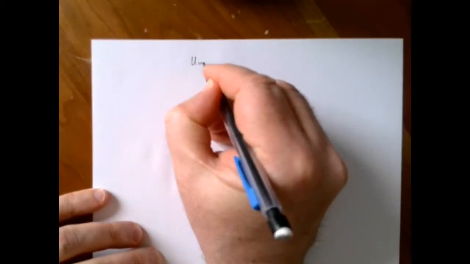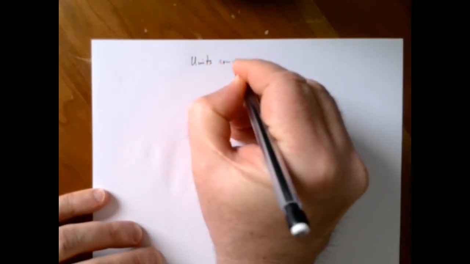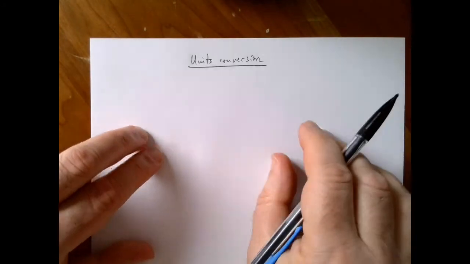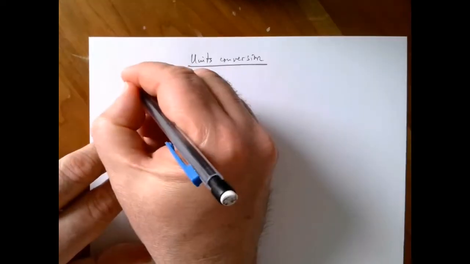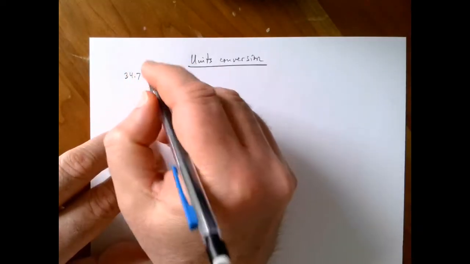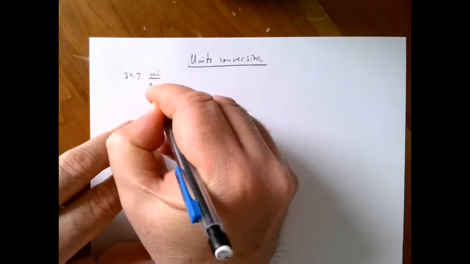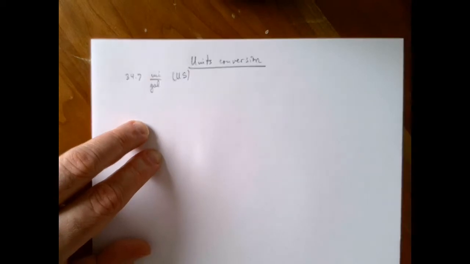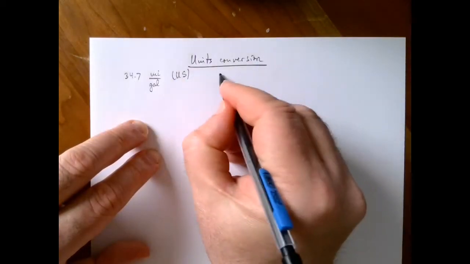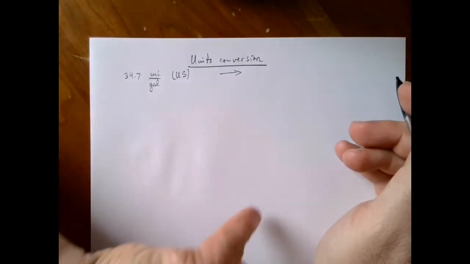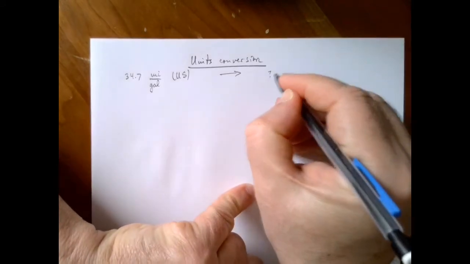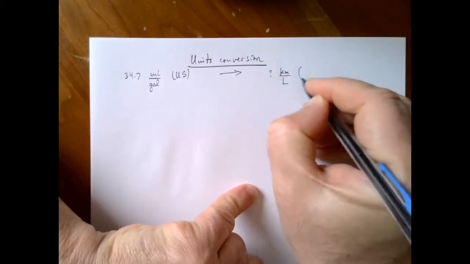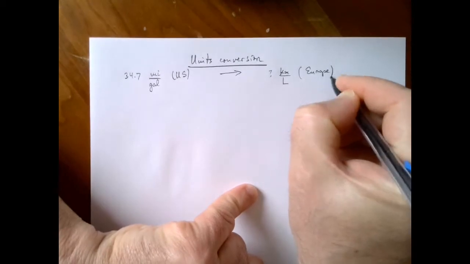Let's do a problem on units conversion. The problem sounds like this. Your car gets 34.7 miles per gallon in the United States, and you are taking it to Europe. How many kilometers per liter do you get in Europe?